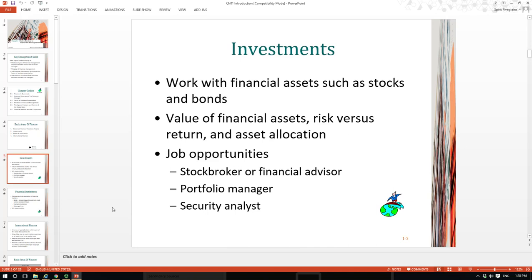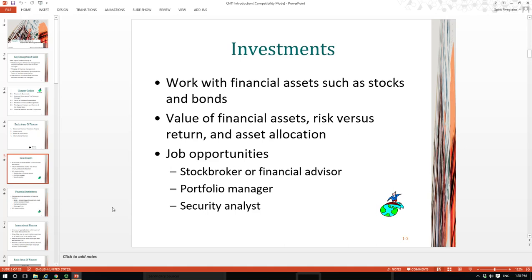Now let's take a look at the second area to see what kind of job positions are available for investment-related financial management. In this area, your job would be to work with financial assets such as stocks, bonds, futures, options, and so on. Your typical assignment is to evaluate different types of financial assets, and you need to consider the trade-off between risk and return. As a money manager, you probably need to figure out the optimal asset allocation for those financial assets.